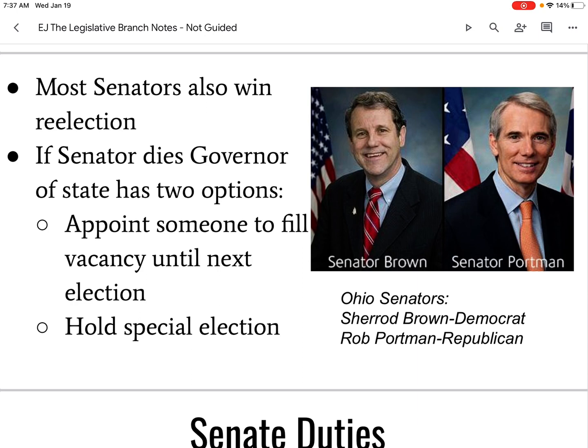Okay, so let's take a look at our Ohio governors. Right now we got Senator Sherrod Brown and Senator Rob Portman. They're who we've got in the Senate right now.